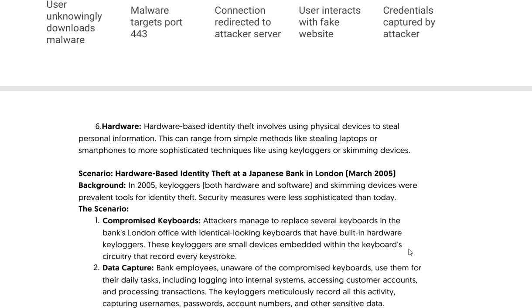Next, I have given one scenario for keyloggers. There was a hardware-based identity theft at a Japanese bank in London in March 2005. It was not known earlier because this was a hardware keylogger attached to the keyboard. When we were discussing keyloggers, I told you there are two types: hardware keyloggers and software keyloggers. A hardware keylogger means a device that is physically attached to the keyboard circuitry board. The same thing happened in this scenario.